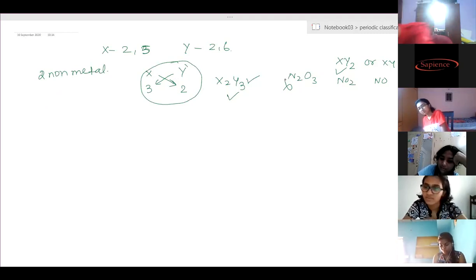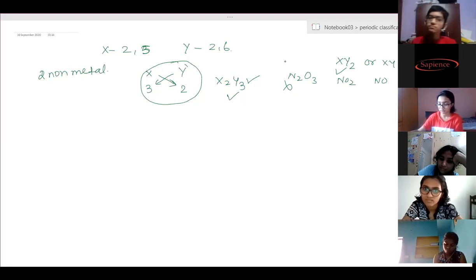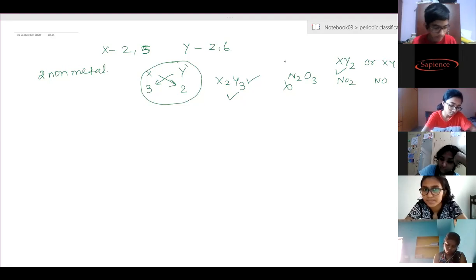Ma'am, if we write two formulas and one is right and one is wrong, for the right one will we get marks? Yeah. In this case, because it is contradictory, the question is not clear. Because with two non-metals, you are asking to find the formula by crossing the valencies. It's not possible. Ma'am, can we write XY also? Yeah, you can write XY also.